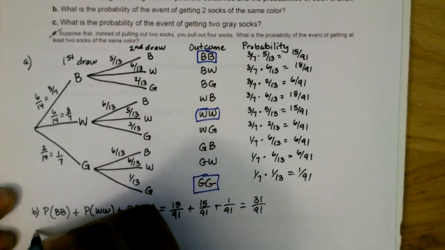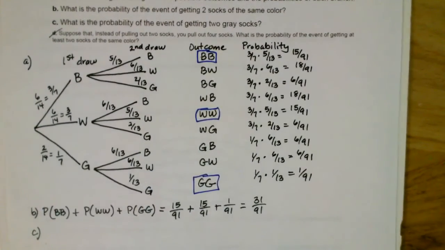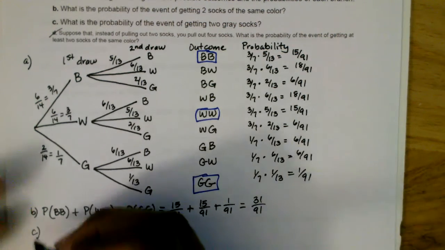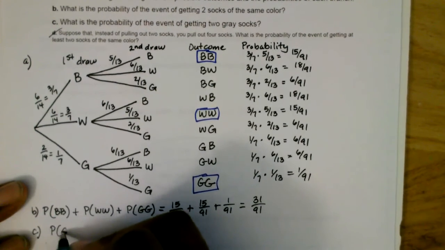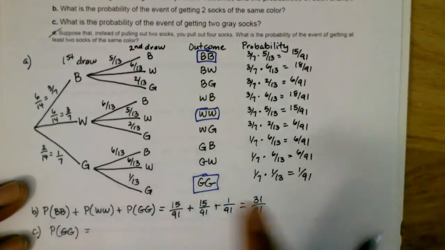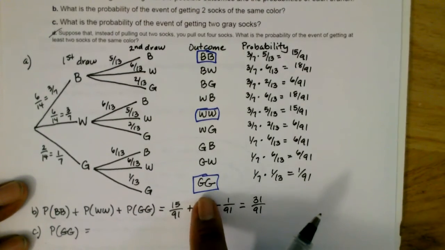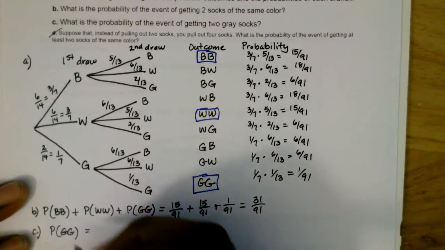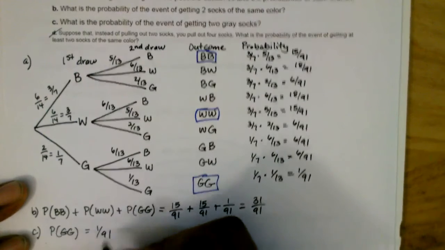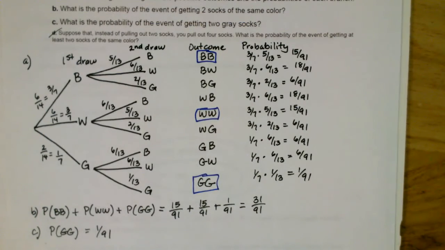All right, now part C is this. What is the probability of getting 2 gray socks? The probability of a gray and a gray, well, that's given to us right here. Here are 2 gray socks. The probability of that would be 1 over 91.